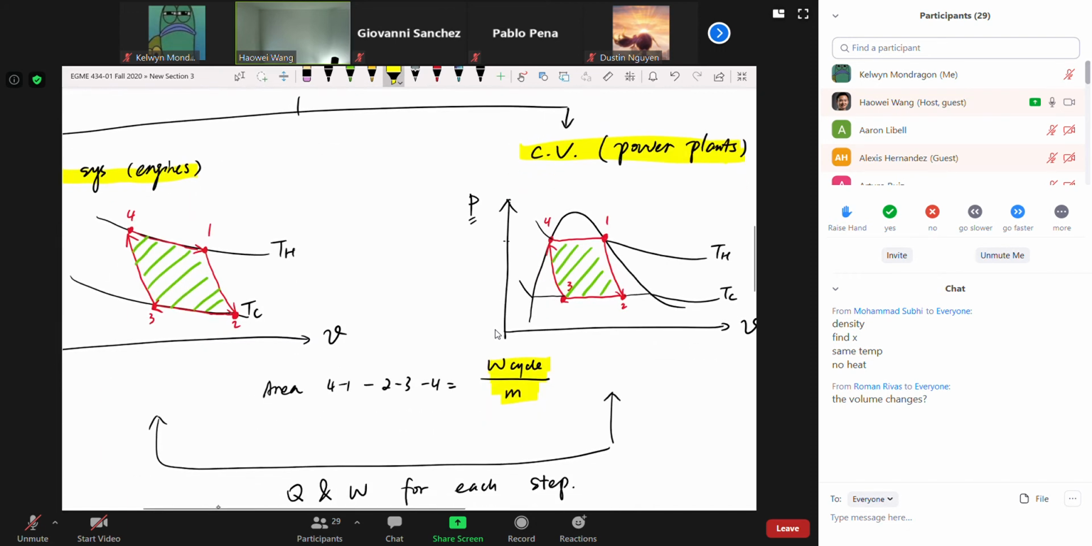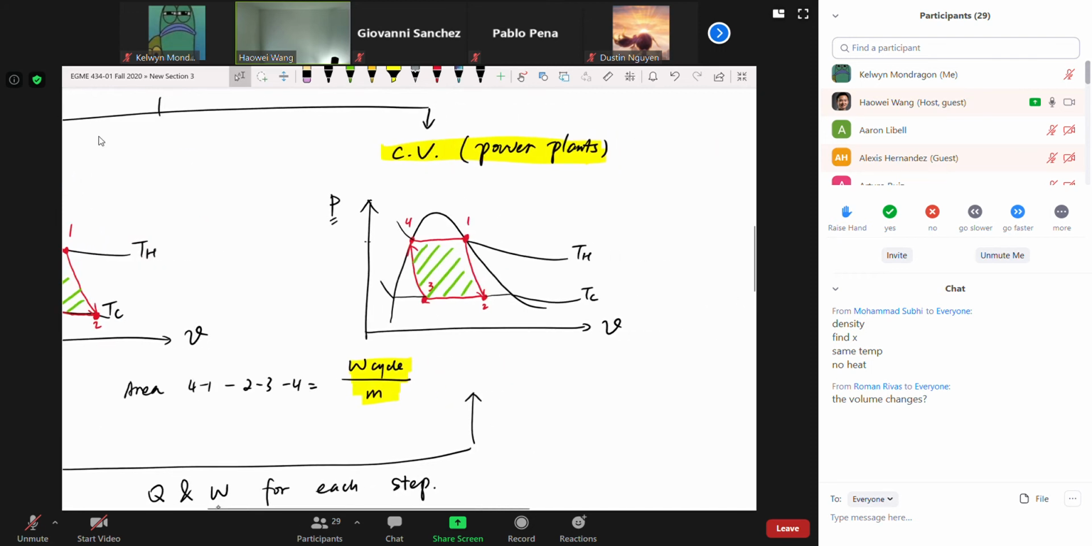No. All right. And then what you need to be able to perform is to look for the Q, heat transfer, and work, W, for every single step. What is the heat transfer? What is the work of every single step out of the 4 steps? All right, so let's do a quick example.